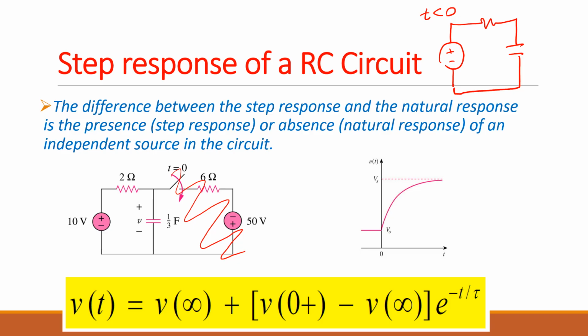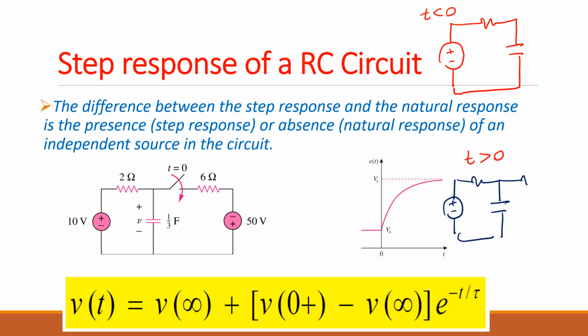Am I right? And when the time is more than 0, the switch was closed. So you have both the parts of the circuit. So your circuit will look like this. Am I right? So when the time is more than 0 or less than 0, in both the cases, your circuit has sources. In the previous one, when the time is more than 0, you didn't have a source. That was source free. But here you can see there are sources in both the circuits.